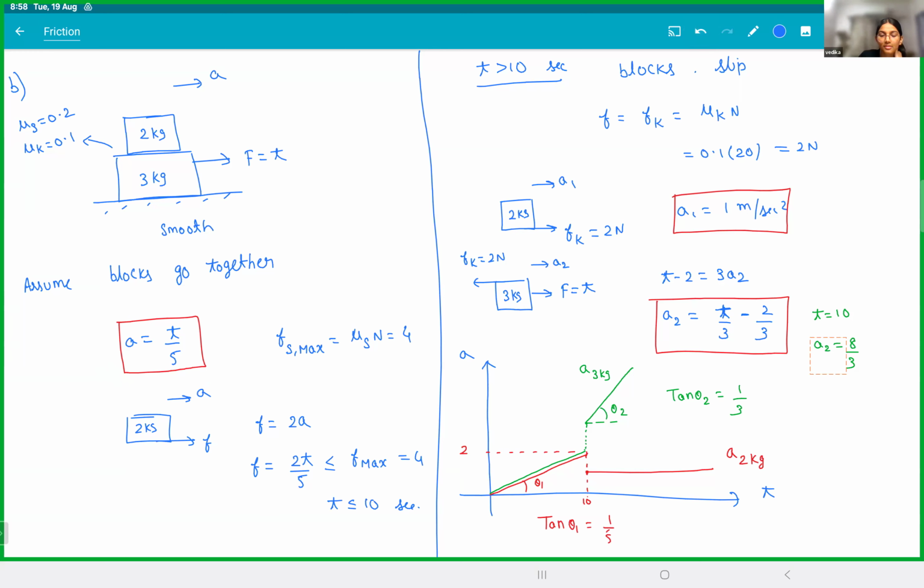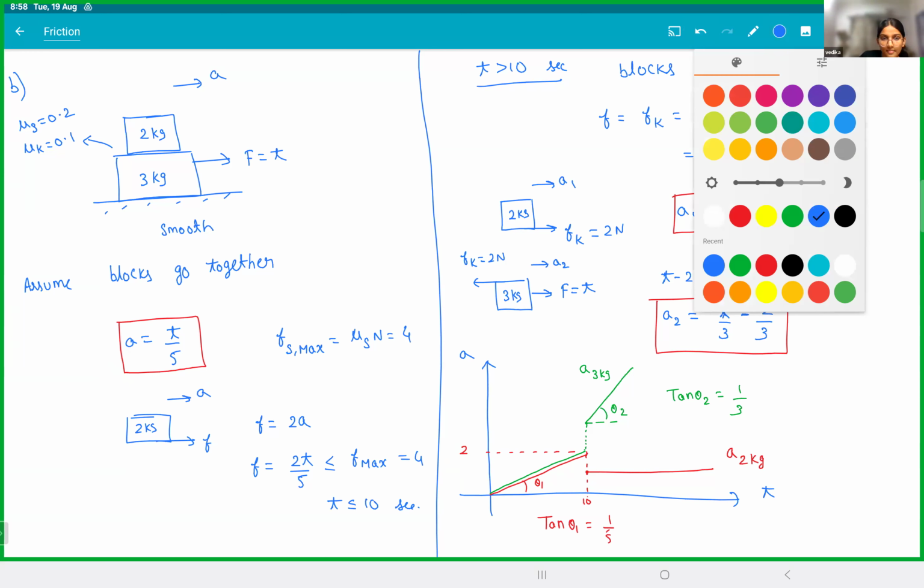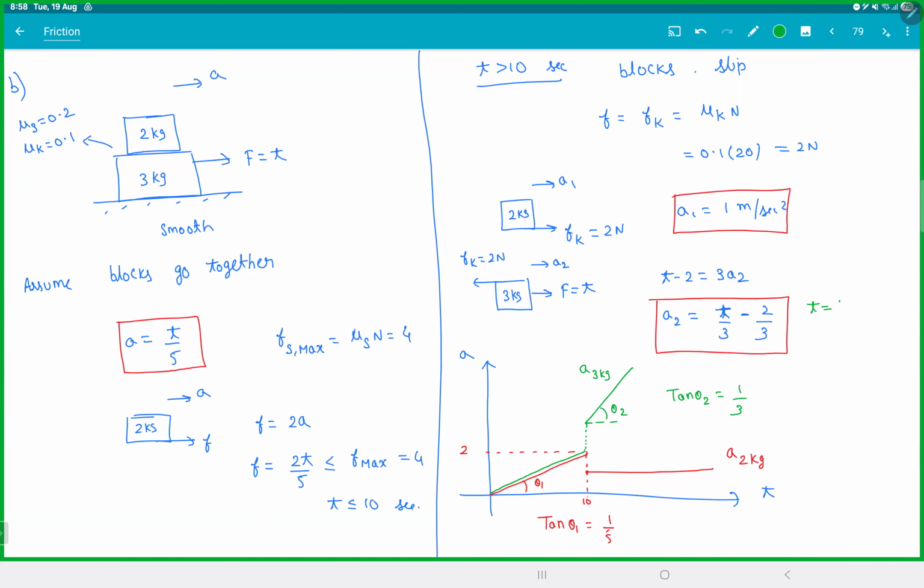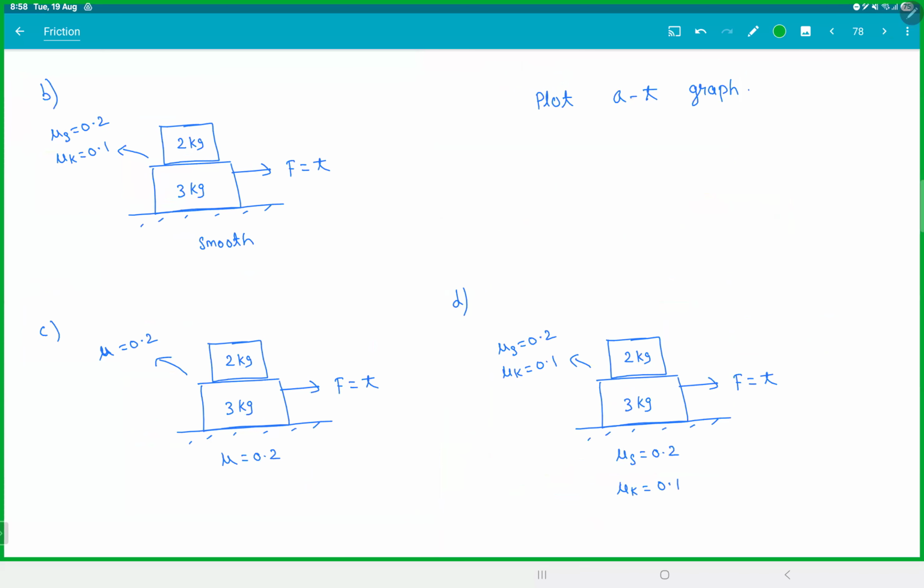But if I put t is equal to 10 in this, what will I get? I get 8 by 3, which is 2.66. That means this graph will suddenly jump to 2.66 and then start from there. The graph won't start from 2, it will start from 2.66. So that's the reason you got a discontinuity there.